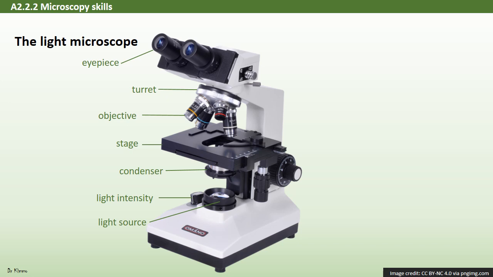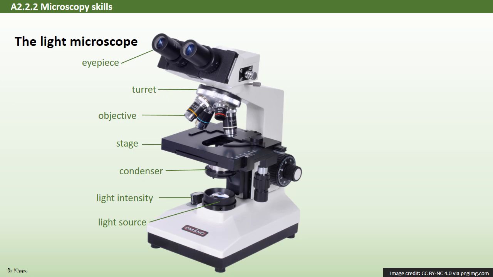Under the objectives, there's the stage. This is where you put your specimen. And in a microscope like this, the specimen is always on a microscope slide and has a cover slip on top. The condenser under the stage directs the light so that the specimen will have optimal illumination.